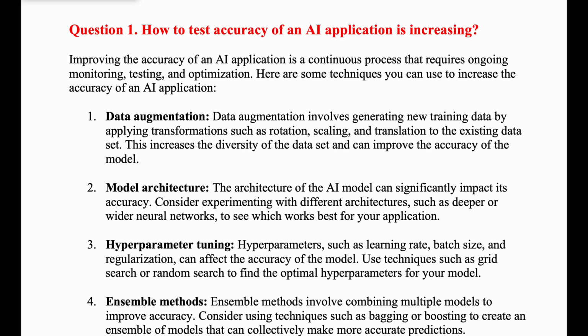Question 1, how to test accuracy of an AI application is increasing. Friends, improving the accuracy of an AI application is a continuous process that requires ongoing monitoring, testing, and optimization. Here are some techniques you can use to increase the accuracy of an AI application.